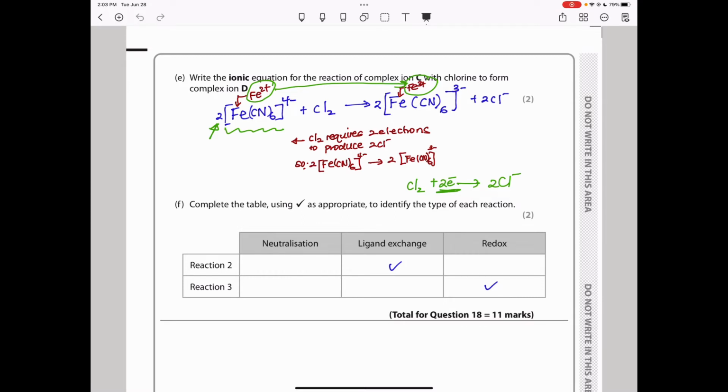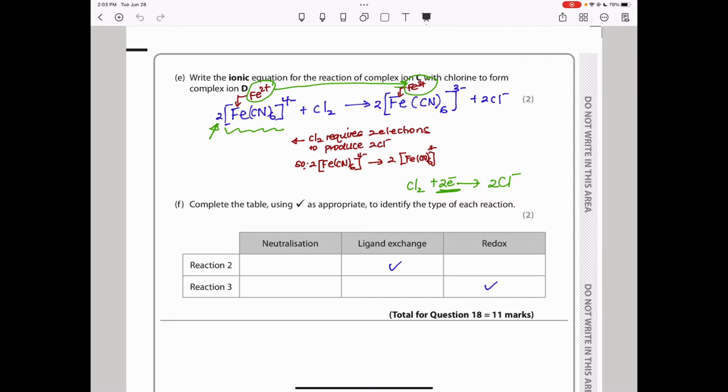So lastly, they say complete the table using the tick as appropriate to identify the type of each reaction. So they said neutralization. Of course, there was no neutralization reaction. There was no acid-base reaction, actually. There was a ligand substitution reaction, and that was reaction 2.